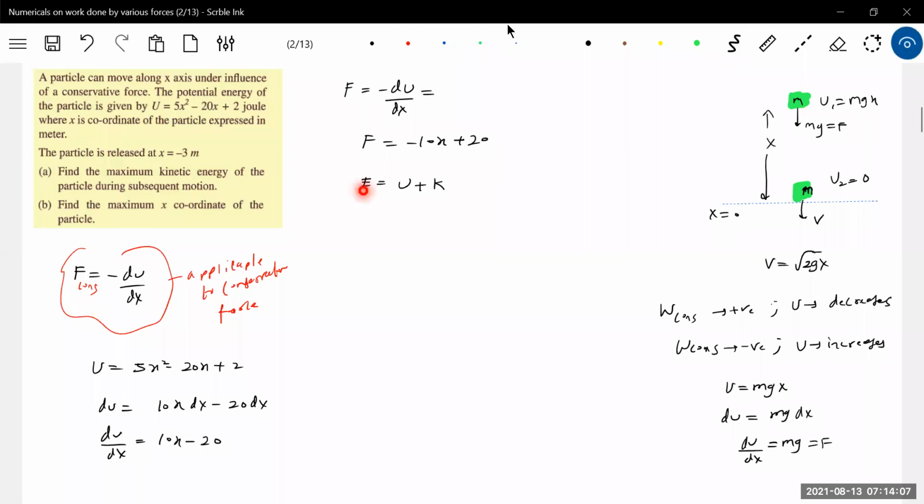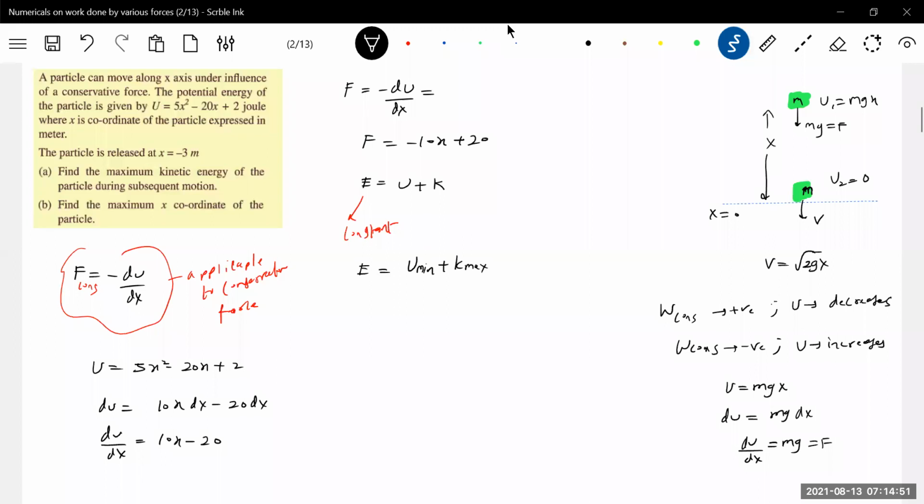So the total mechanical energy will remain constant for a conservative force. If kinetic energy is maximum, then U should be minimum, because overall mechanical energy remains constant. So this E will be a constant. Why constant? Because mechanical energy must be conserved in a conservative field. Kinetic energy will be maximum where potential energy will be minimum, and the sum of both should be equal to E.